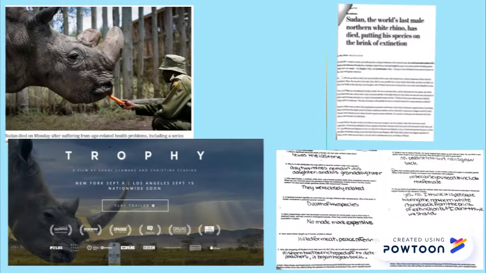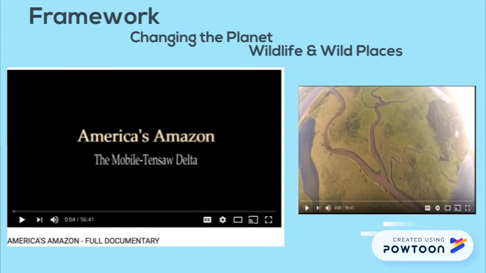Students read the article from the Washington Post called Sudan, the Last Male Rhino, and answered some thoughtful questions. Then we watched some clips from the movie Trophy and had students do a writing exercise. Finally, on a local level, students watched America's Amazon. They watched this so that they can have a better understanding about the biodiversity in their own state of Alabama. And now Alabama is considered to be #1 in biodiversity over Hawaii.